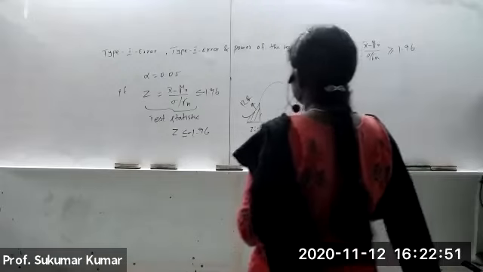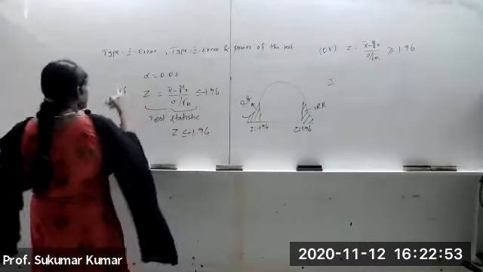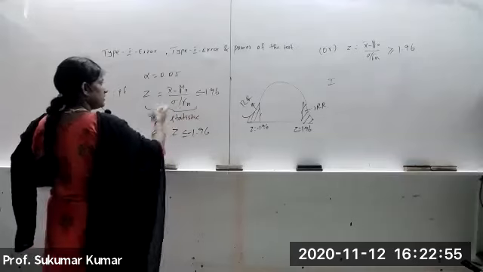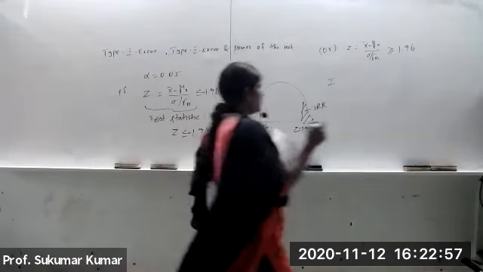So we reject H naught if these two conditions hold. Isolating mu naught.